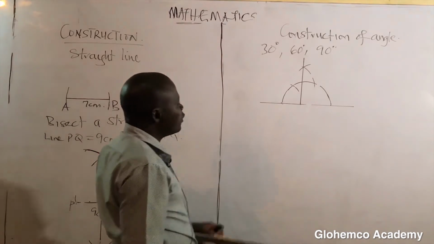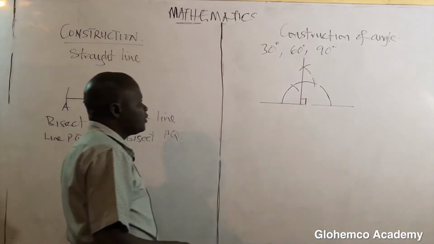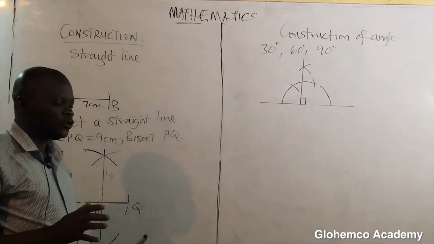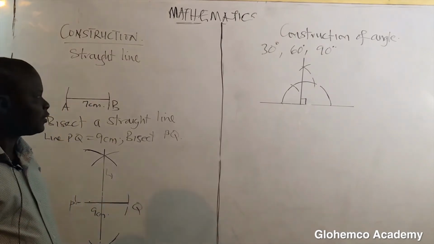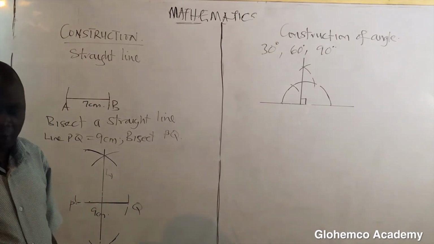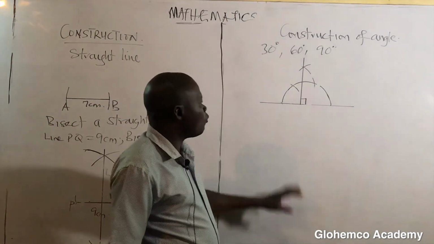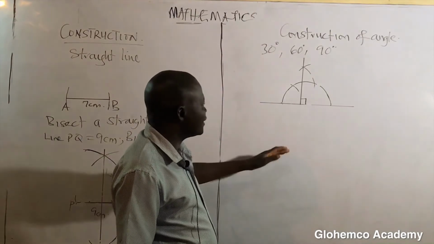Okay, by the time we draw the straight line, we have constructed angle what? Angle 90 degree. This is how to construct angle 90 degree. In our construction work, in any exam where we are instructed to construct angle 90 degree, the examiner who wants to mark your paper wants to see this construction. You are not just going to draw a 90 degree just like that.